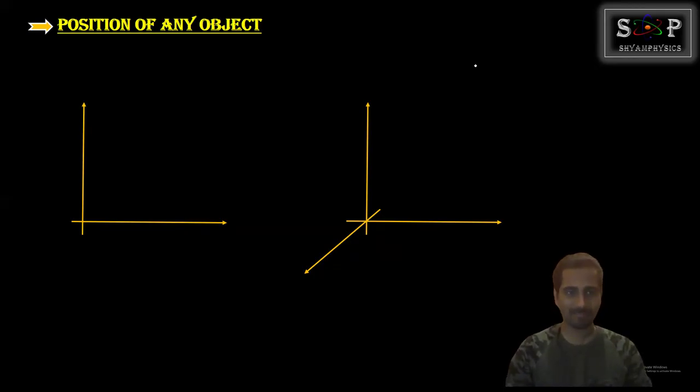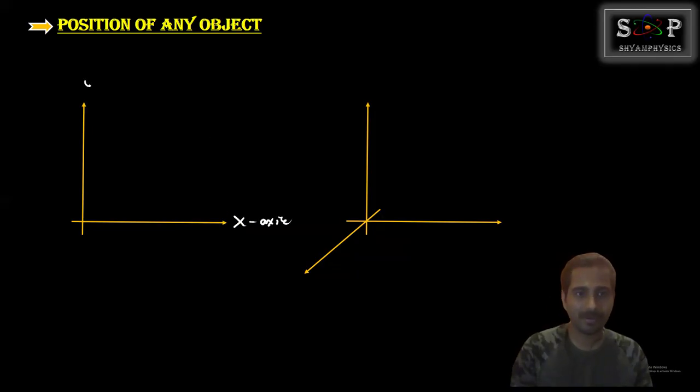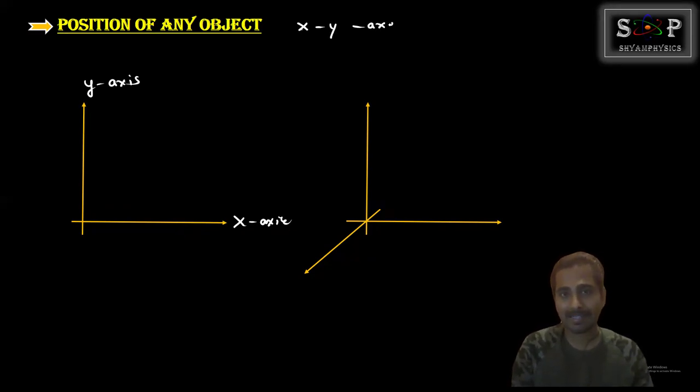This is Sham. Today in this video, we are going to discuss the position of an object. For example, I have an XY plane with XYZ axes here. We can call this one the X axis. This is the Y axis. Combined, we can call this the XY plane or else the XY axes.